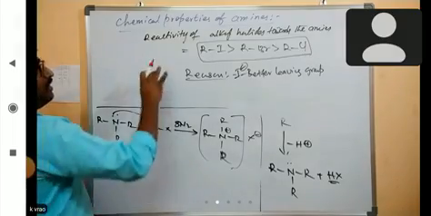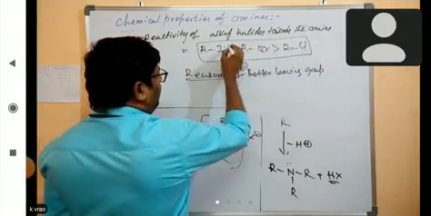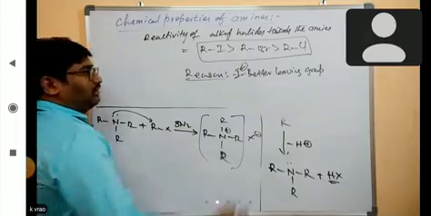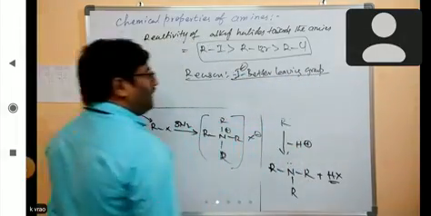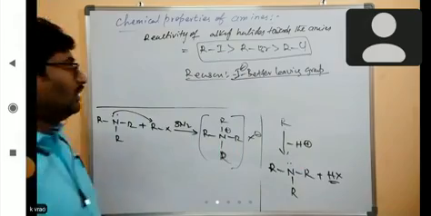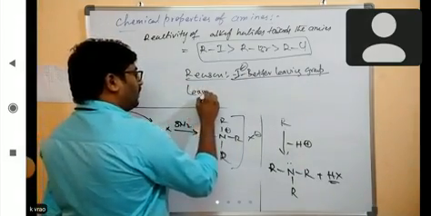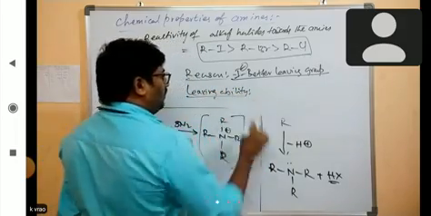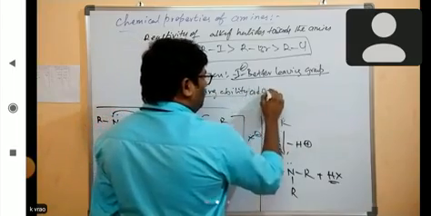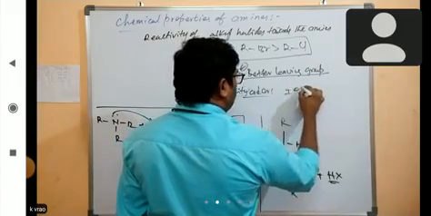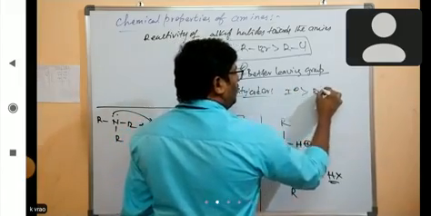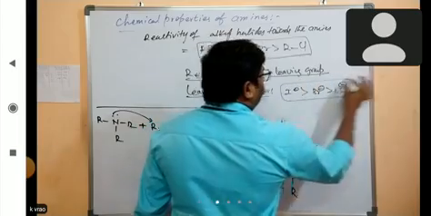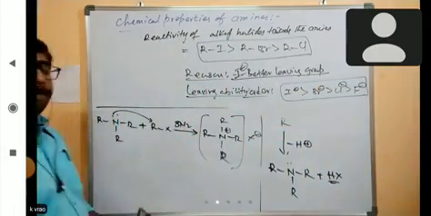Now, reactivity of alkyl halides towards the amines: RI is greater than RBr is greater than RCl. The reason is that I minus is a better leaving group. The leaving ability order is I minus greater than Br minus greater than Cl minus greater than F minus.